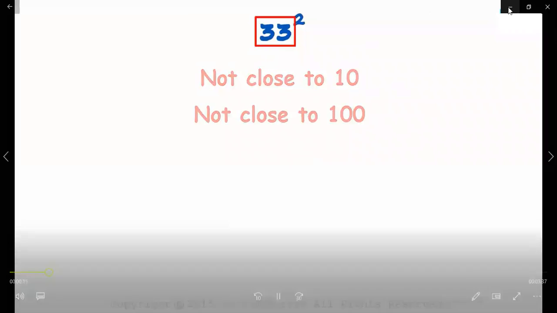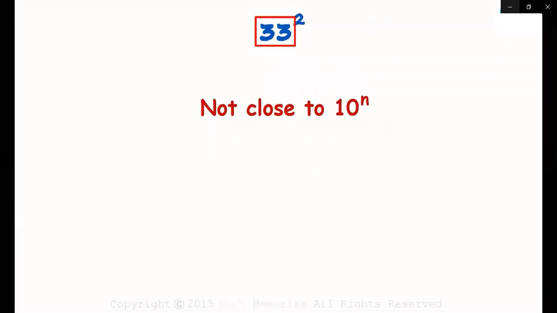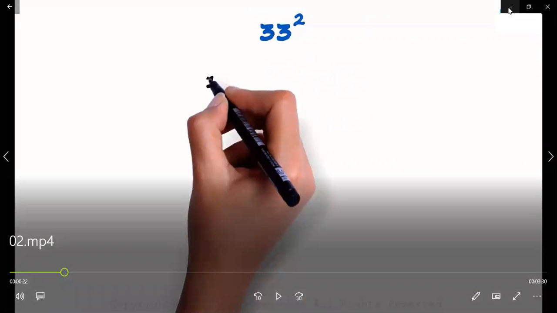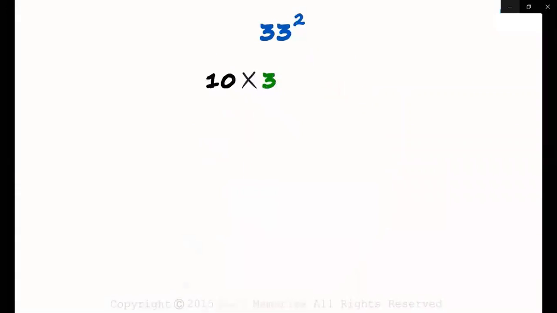So let's see how we can find the square of any number which is not close to 10, 100, or 1000. For example, a number which is 33. In that case, how can we select the base? 33 is not close to 10, but it is close to 30, and 30 we can write as 10 into 3. So we have to choose 30 as the reference, because 33 is close to 30.